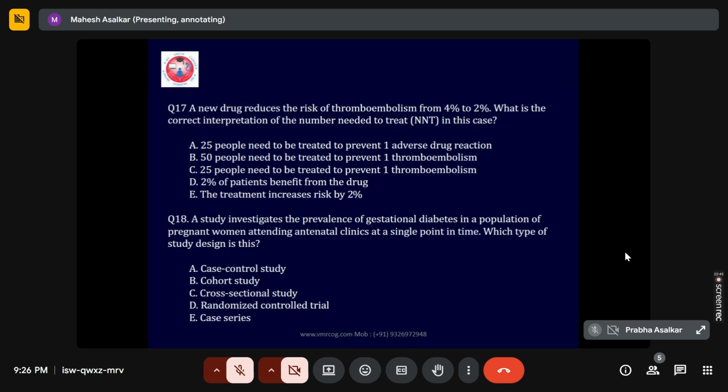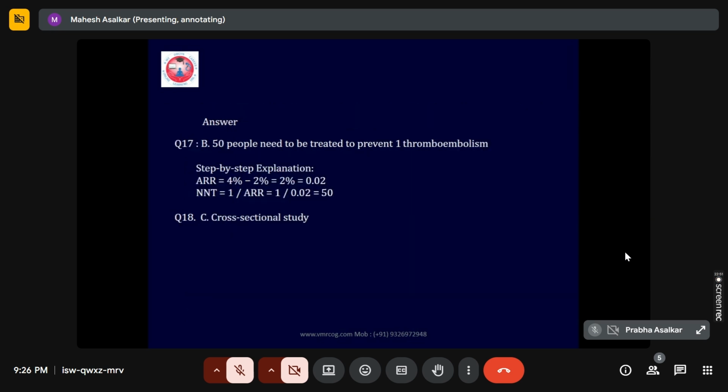Correct. So you are calculating a prevalence at a single point, so you will get point prevalence. So it is a cross-sectional study. Question number 17 is 50 people. How did you calculate? That is 1 upon ARR. So 4% minus 2% equal to 2%, that is 0.02. 1 upon ARR is 1 upon 0.02 equal to 50 people will be required to treat.